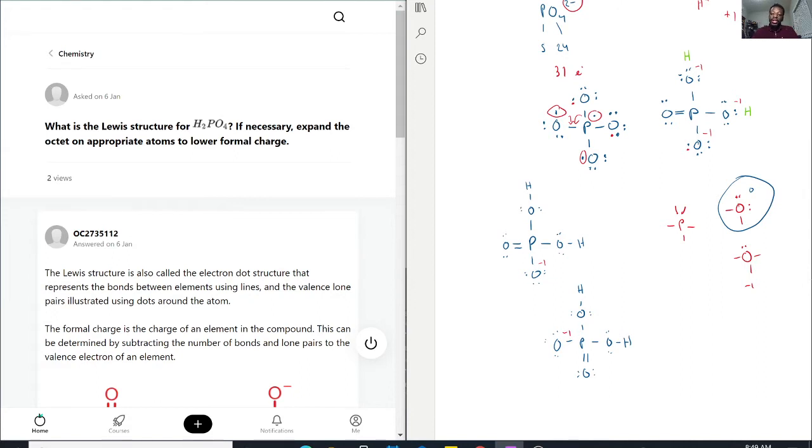But we're just going to hide this one. This would be the Lewis structure of H2PO4 minus, and I will stress it's an ion. This is not a neutral molecule. It does have a charge. It does not have a net charge of 0.